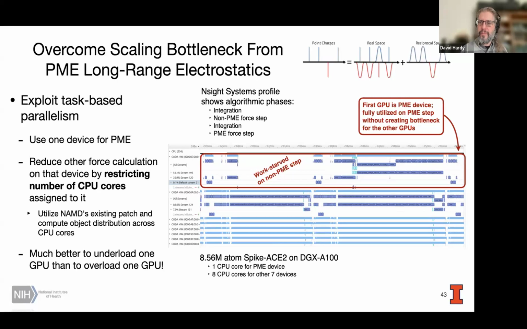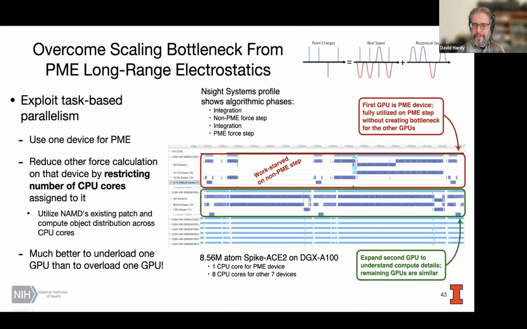And so the first GPU is the PME device, and you are work starved on the non-PME step, but you're fully utilizing that device in the PME step, and you're doing it in a way that's not creating a bottleneck for the other GPUs. That's the really important thing. And so this is actually what is allowing us to get that good scaling across multiple GPUs that I showed you in previous plots. So I just expanded the second GPU here just so you can understand the compute details, and all the remaining GPUs here on this 8-way GPU node are similar.